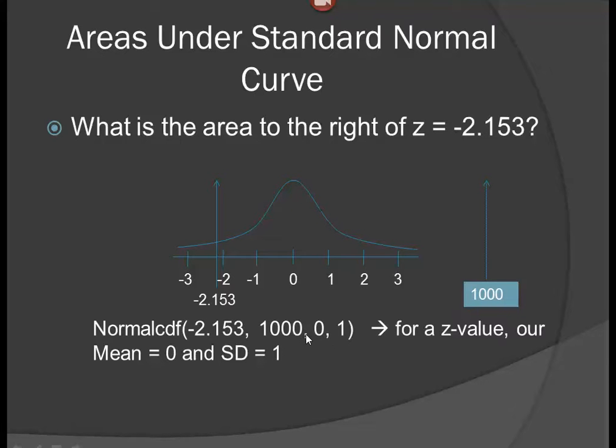Make sure you're putting commas in between these as well. There's a comma button right above your 7. And our mean and our standard deviation are 0 and 1. Here you should get 0.9840, meaning 98.4% of my data is between negative 2.153 and positive 1,000.